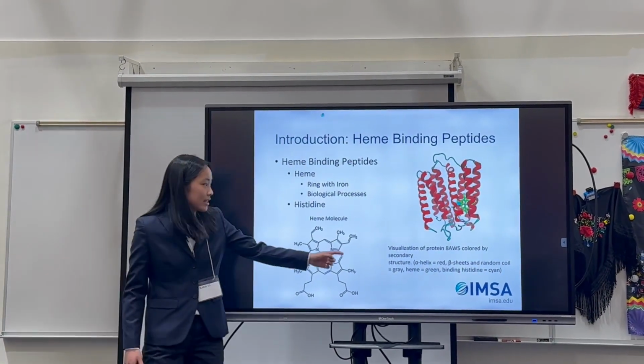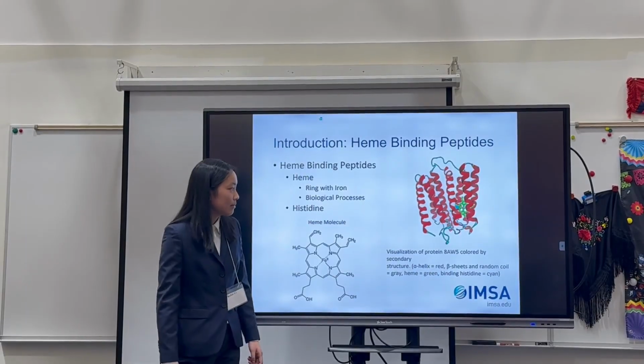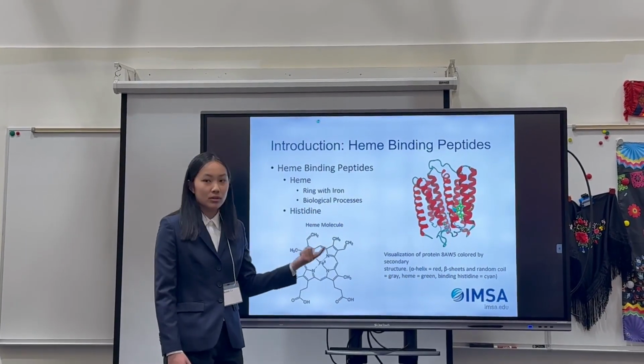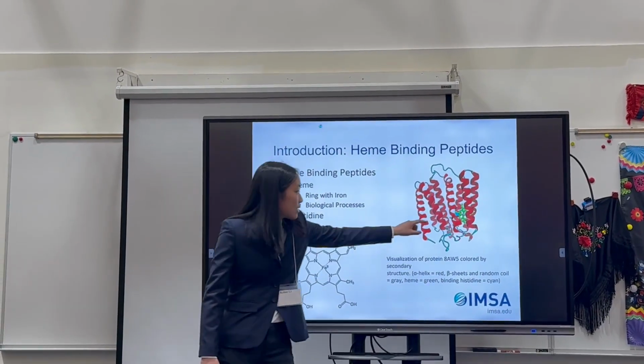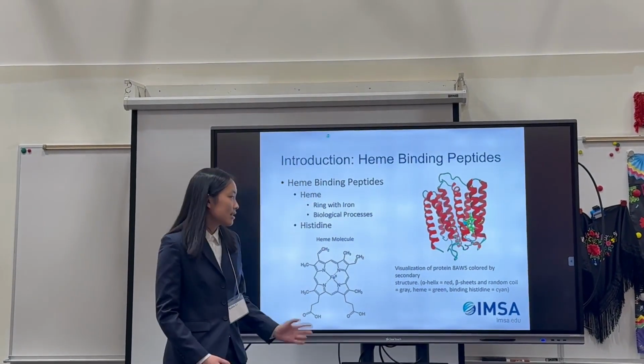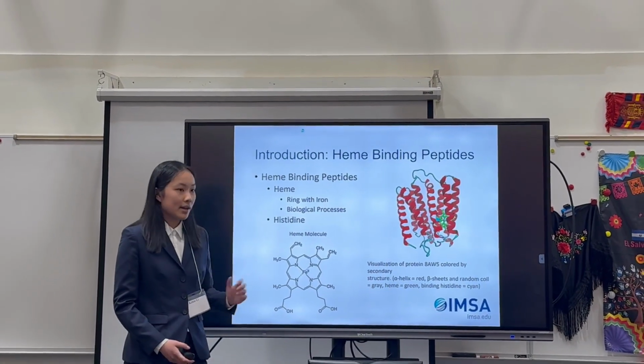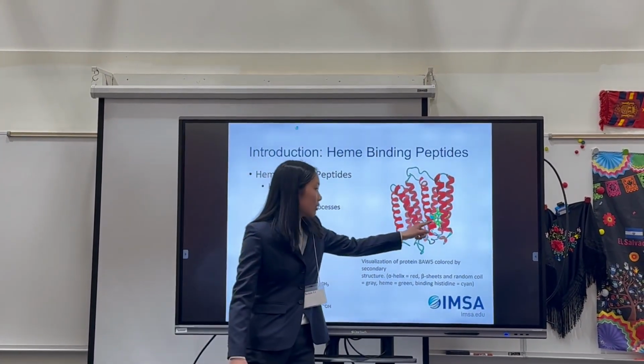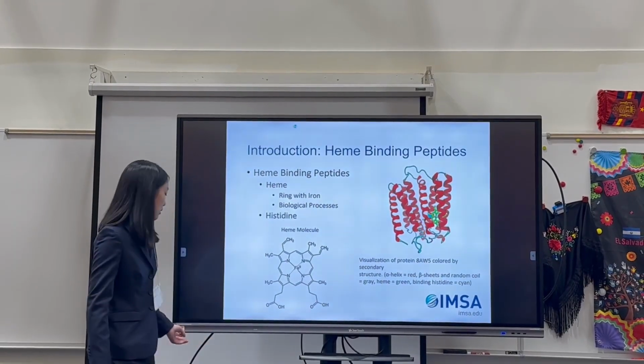This is a visualization of a protein that is bound to heme. So you can kind of see the coil, so it's an alpha helix. This cyan bit here is histidine, which is an amino acid that binds to heme. And then this is the heme molecule with the gray iron in the middle.